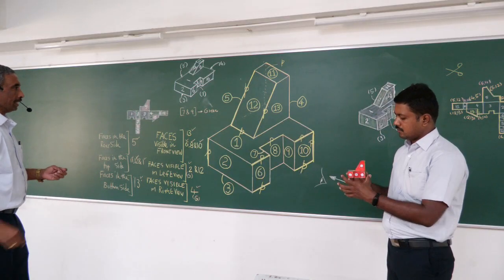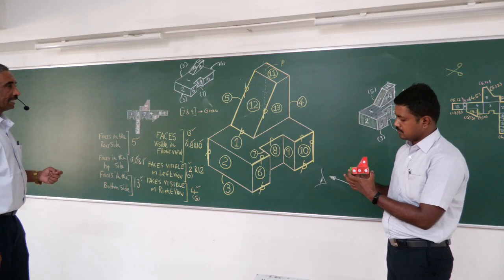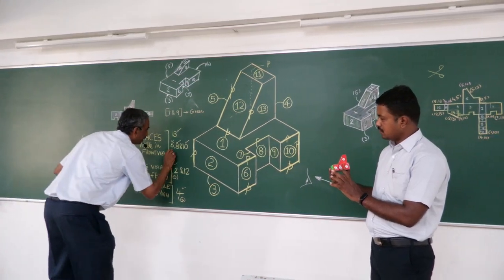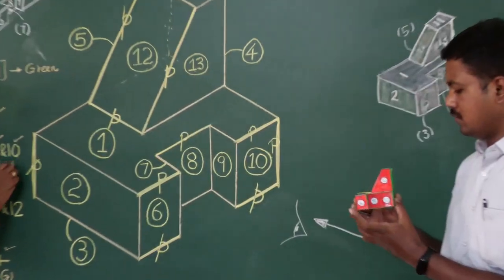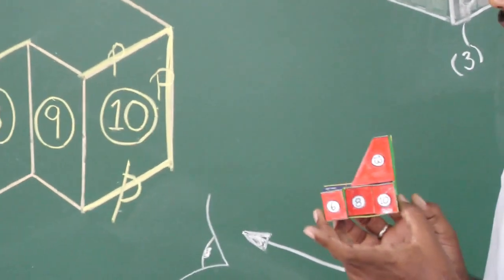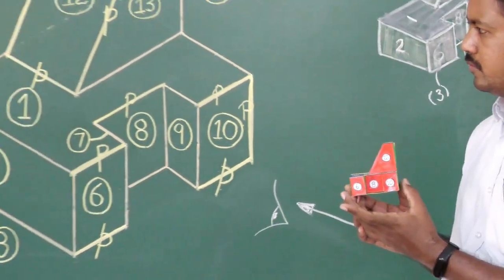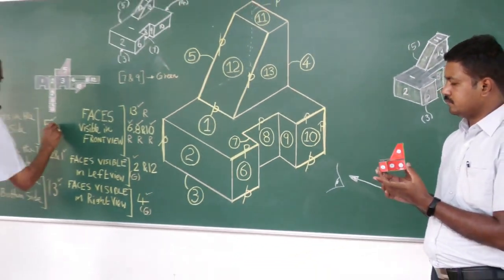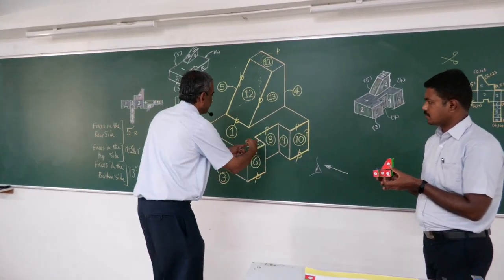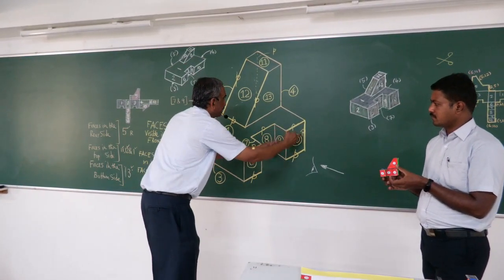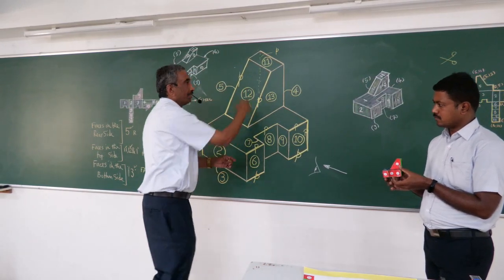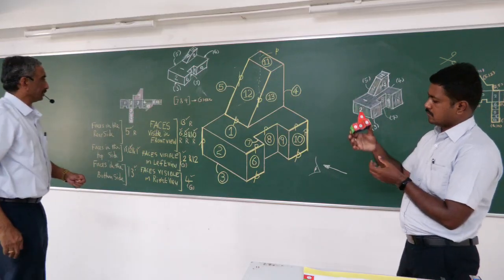Then the red color. 6 is red color, 8 also red color, 10 also red color, 13 also red color, 5 also red color. What are the faces you are seeing in this direction? 6, 8, 10, 13, as well as 5 at the rear. All are red color. Very good.